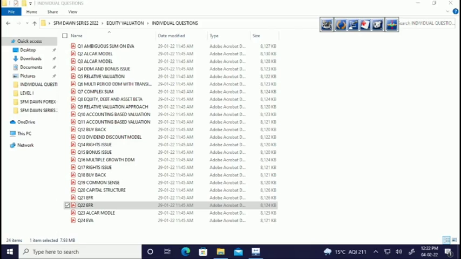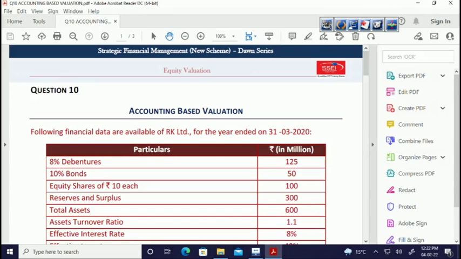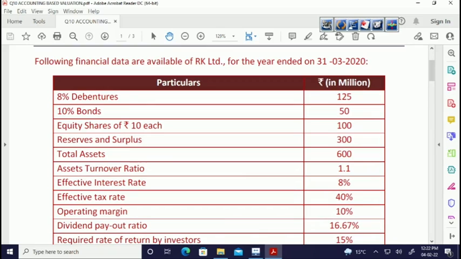So I'm going to the sheet, just 1 second. Yeah, here you have. So I'm coming to the accounting based valuation, question number 10. Now as you can see, this sum was done in class, so there is nothing new in this sum. We shouldn't be wasting time on it, but I'm just taking you through this sum.